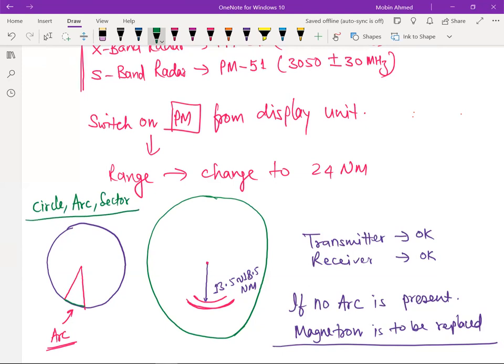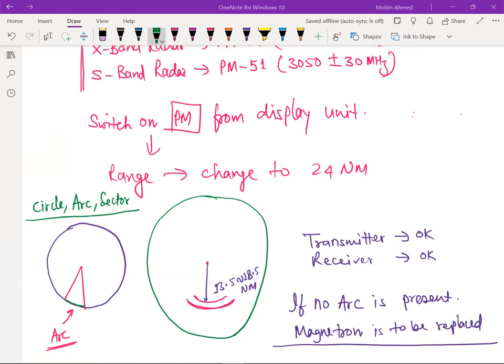So can you tell one more time what is this 13.5 to 18.5 nautical miles? 13.5, this is the arc which is going to appear between this nautical mile range. This is a range. At this range, this arc will appear. If this arc is appearing, that means transmitter is okay and receiver is okay. Clear? Okay, sir. Thank you.